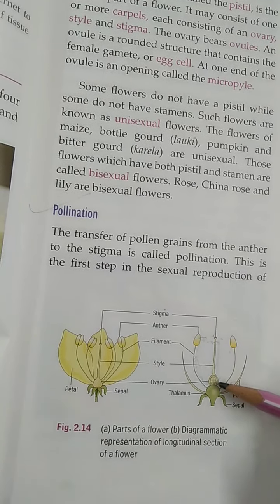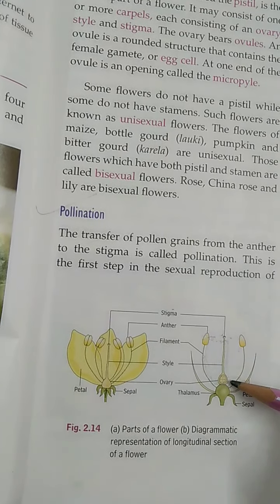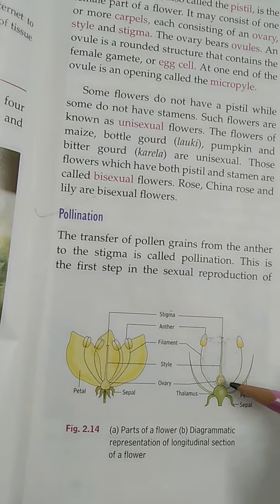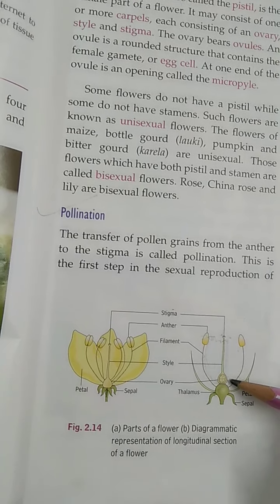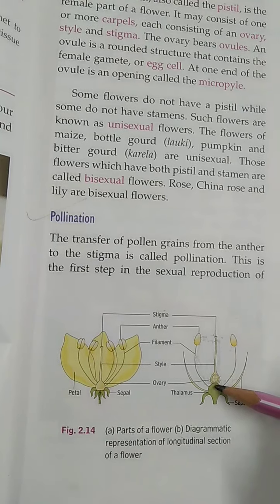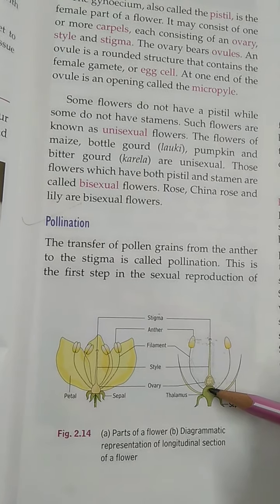Now this ovary portion bears ovules, and these ovules are actually the female gamete cells, also known as the egg cells. Now at one end of this ovary, there is a small opening which is known as the micropyle.